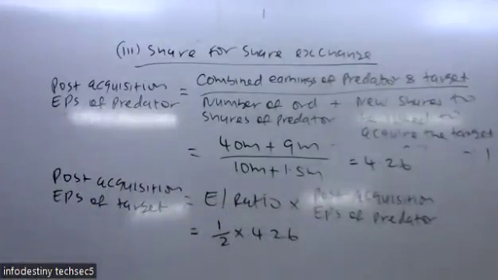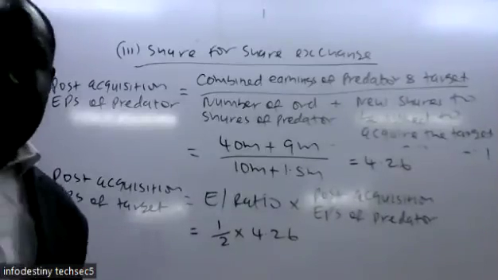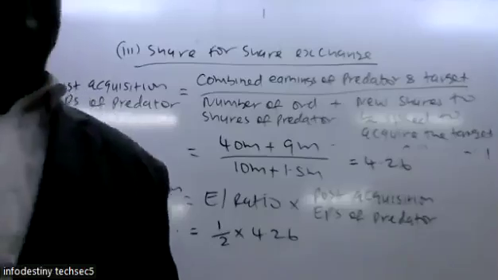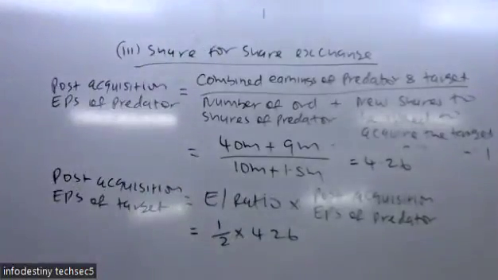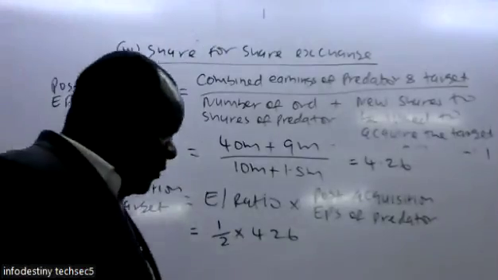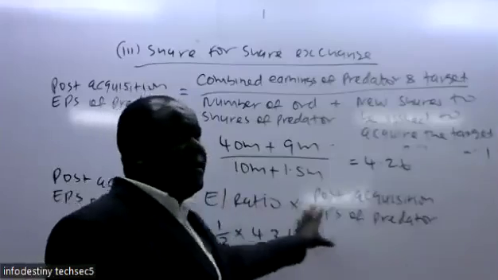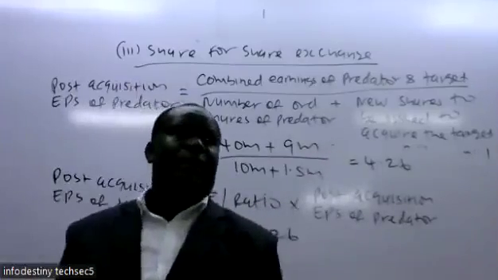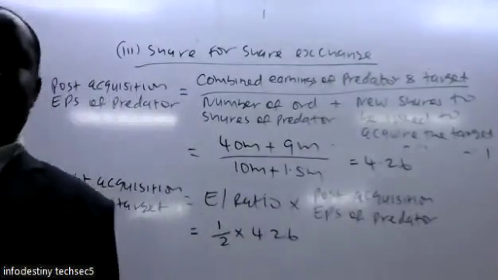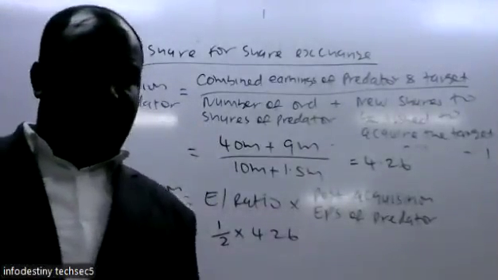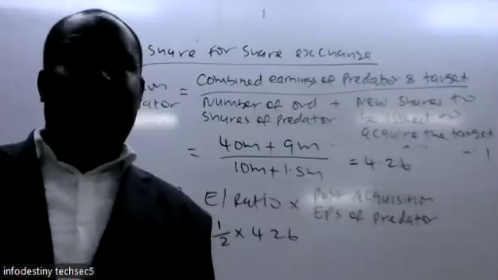So anything for the target after the acquisition, you take the exchange ratio multiplied by the one for the predator. So it is giving us which value? 2.13. This one was not required that far, but just in case they want you to calculate the one for the target. So finally, we go to Roman letter 4.